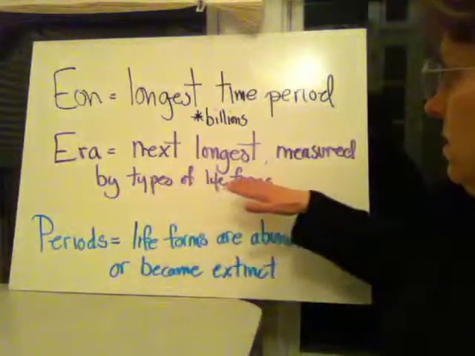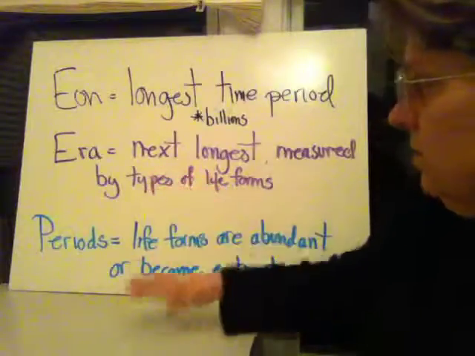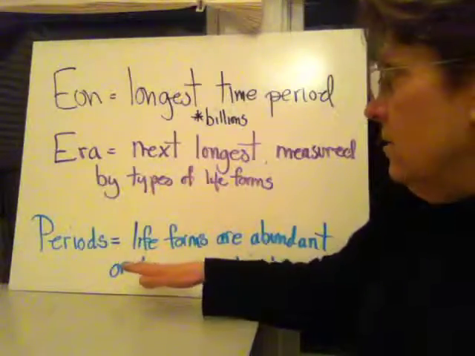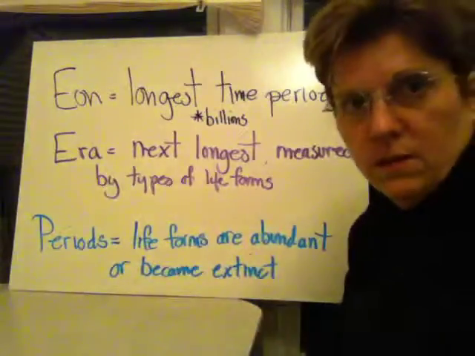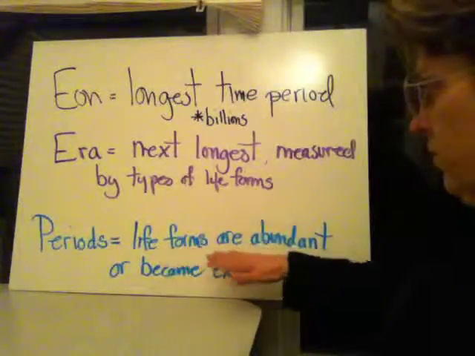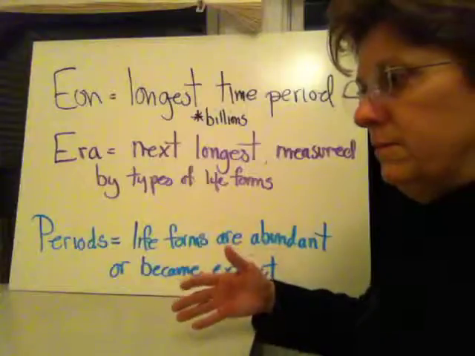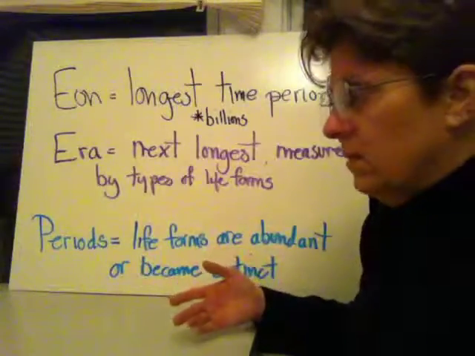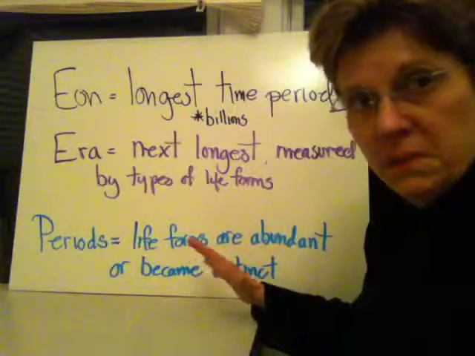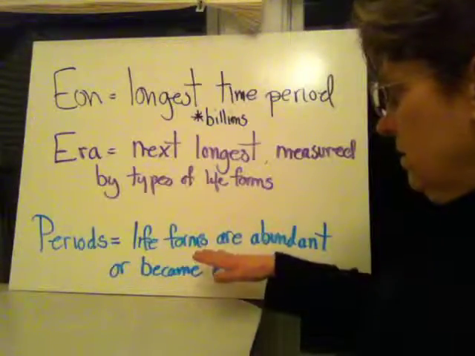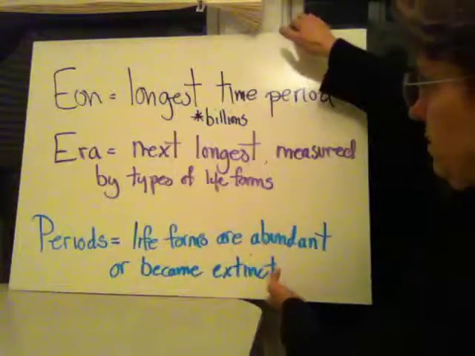An era is maybe about 1,000 years. Periods are broken down, eras are probably about 10,000 years. Periods are broken down into maybe 1,000 years. So periods are where life forms are abundant, certain type of single-celled animal or perhaps a certain type of dinosaur was abundant but then became extinct. That's how we mark periods.